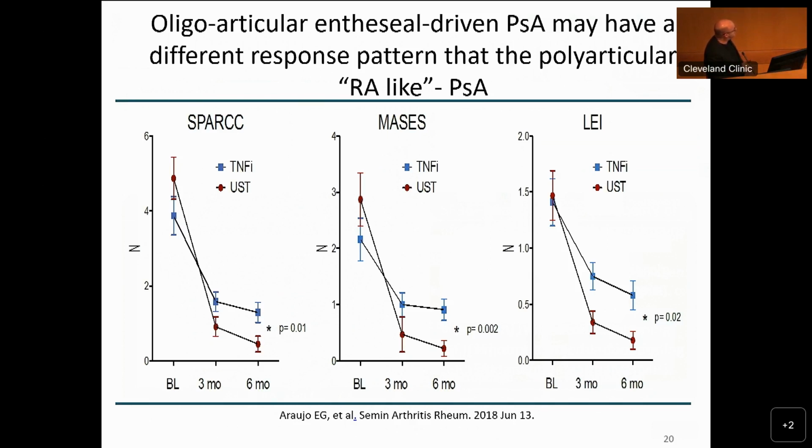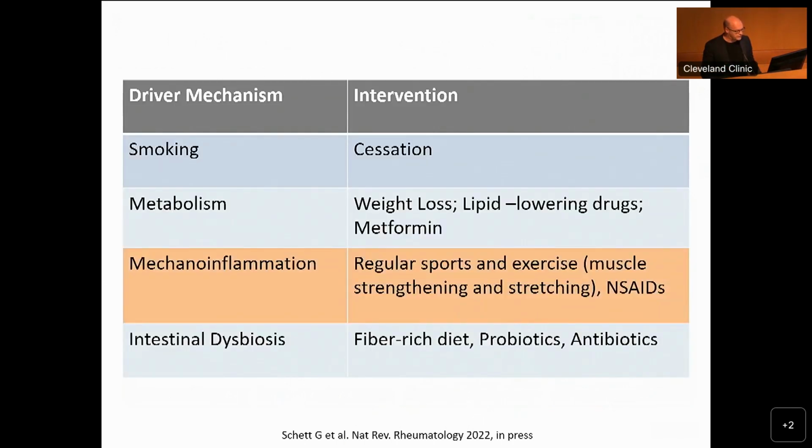And we compared this with the TNF inhibitor group, using these 3 measures of enthesitis, SPARCC, MASES, and LEI. Both drop, but there was actually a better drop even in the ustekinumab arm, suggesting that we should understand much better the oligoarticular enthesial-driven disease in PsA, where there are almost no studies.